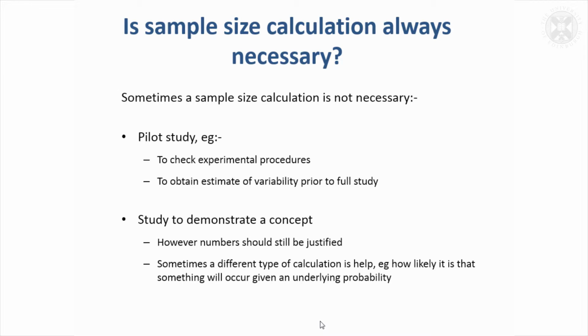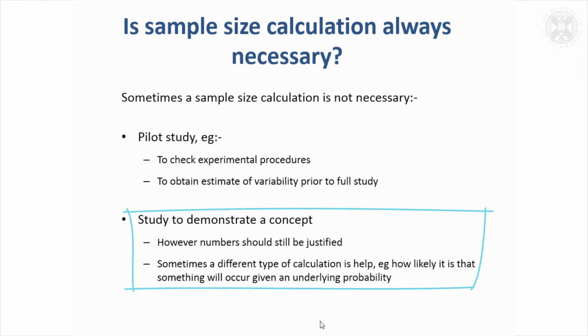It might be to do a pilot study, for example, just to check out the procedures for the experiment. You might not know how variable the data are, which is an essential ingredient for sample size calculation. So it might be worthwhile doing a small study just to get a feel for how variable the measurements are. Sometimes studies are done to demonstrate a concept. If we do this, can I get an example with this genotype of such and such happening? And that's another reason to do a study, but you're not seeking to get statistical significance.